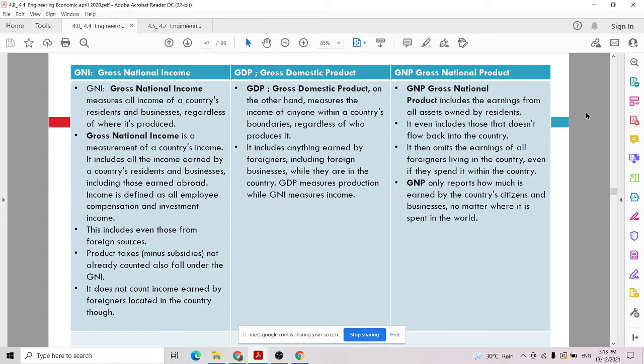Okay, GNI is gross national income. So if your country produces goods, we call it the GDP. GDP is your output. Okay, what is your product? And then the benefit, or rather the income, we measure as gross national income. And then we have the gross national product, that includes earnings from all assets owned by the residents. So gross national product is an overall cover. GNP only reports how much is earned by the country's citizens and businesses, no matter where it's spent in the world. So that we call the gross national product.